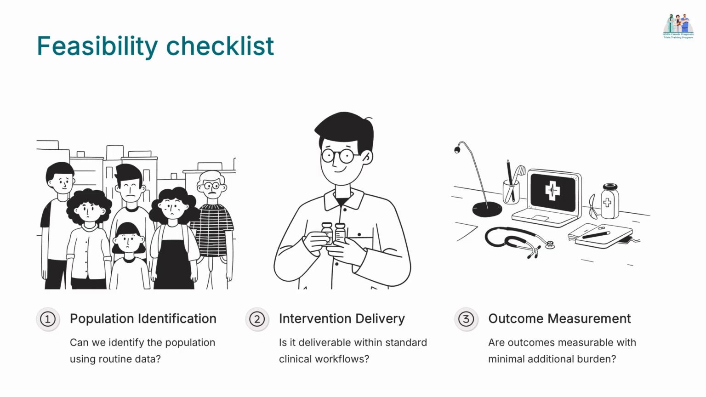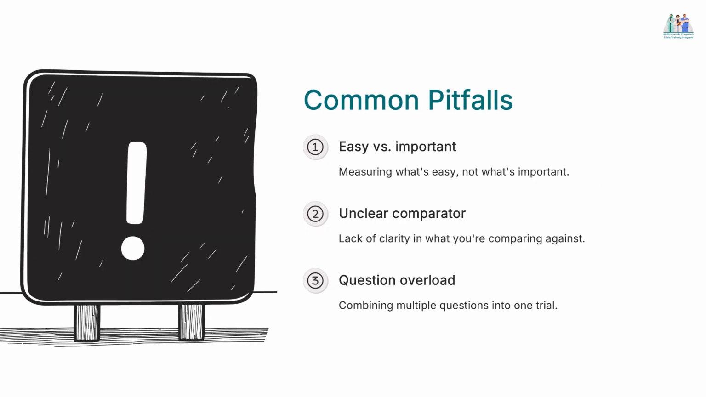Before finalizing your research question, assess its feasibility. Ensure the target population can be identified through existing data sources. The intervention can be implemented without disrupting usual care, and outcomes can be measured efficiently. Avoid common pitfalls in formulating research questions. Don't default to measuring easily accessible data if it doesn't align with meaningful outcomes. Clearly define your comparator to ensure interpretability. Resist the temptation to answer multiple questions in one study, which can dilute focus and complicate analysis.